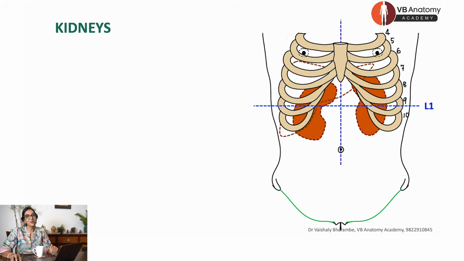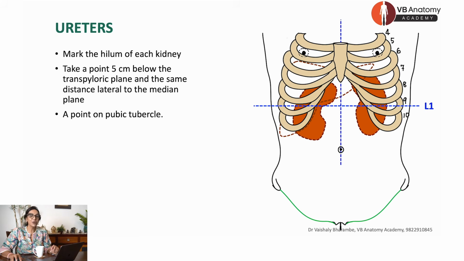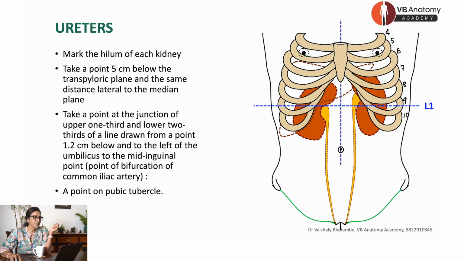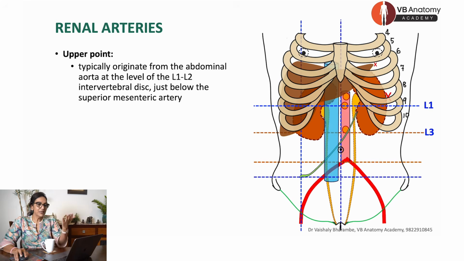What is left then? Of course, the ureters. So, how do you mark the ureter? Mark the hilum of each kidney as shown. Take a point 5 centimeter below the transpyloric plane at the same distance lateral to the median plane. 5 centimeter below, 5 centimeter lateral. Mark a point on the pubic tubercle, join the 3. Join the 3 on both the sides. There you have your ureters shown as drawn anteriorly. Okay. So now this is all we have drawn.